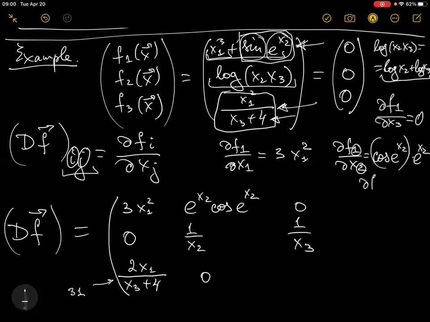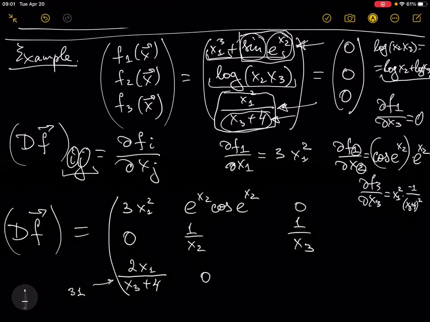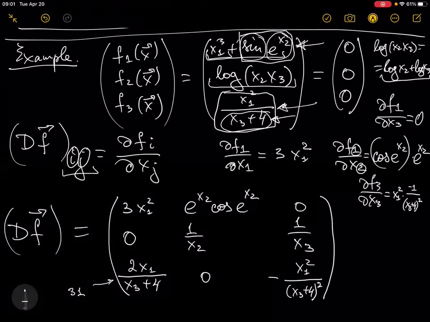So df3 by dx3. So first of all, it's 1 over x3. So once again, remember, this stays as a constant, right? And you have 1 over x3 plus 4, right? You're computing derivative only with respect to x3. So it's power negative 1, right? Divided by x3 plus 4 squared, right? Just this. So we are getting negative x1 squared divided by x3 plus 4 squared. Just this. Is it clear or not? How to compute the Jacobian? I think it's clear.